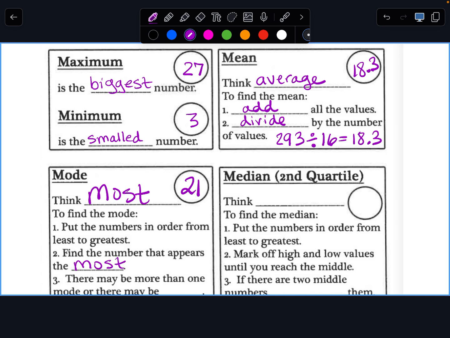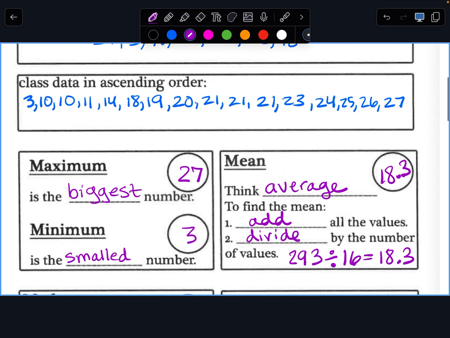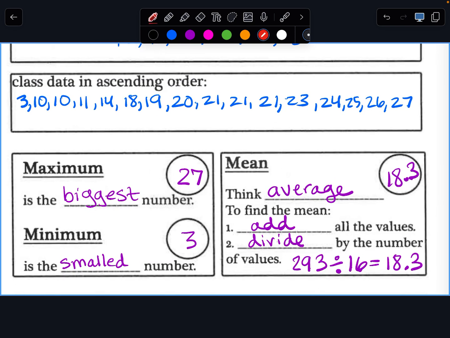What is the median? Sandhu? Like the number in the middle? Yeah, you think middle. And it's got to go in order from least to greatest. We had 16 numbers. So our middle is going to be 1, 2, 3, 4, 5, 6, 7, 8. 1, 2, 3, right here. This is the middle of our data.